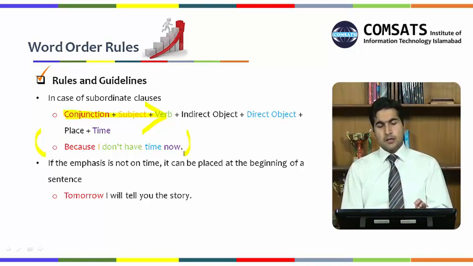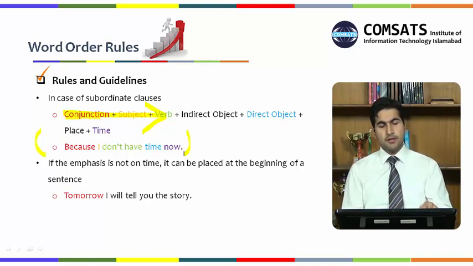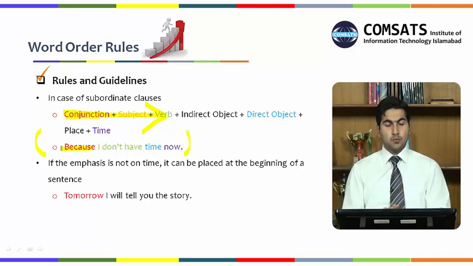So for your explanation only, this has been placed just to let you know what the order is in the case of a subordinate clause. So this "because" will come first, and the rest of it is once again the same as highlighted with colors.